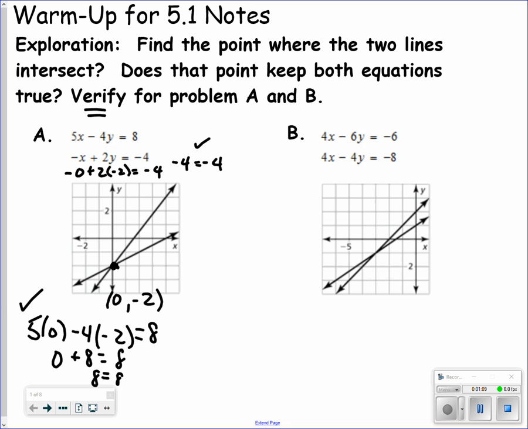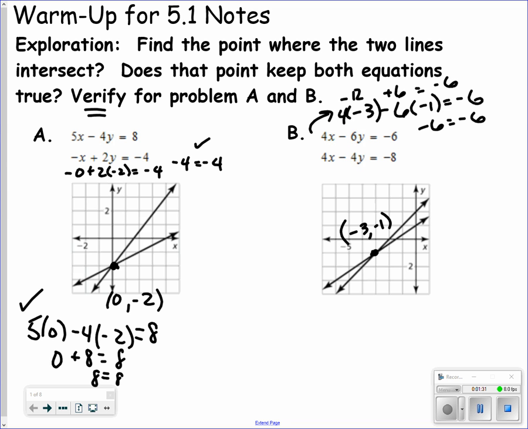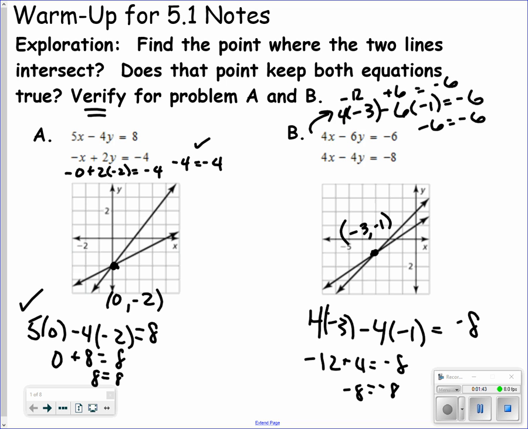So the next one, we have (-3, -1), the point they cross at, and I want to verify that it works. So 4 times -3 minus 6 times -1, does it actually equal -6? So -12 plus 6, and it does. -6 does equal -6. So that's the top equation here. Next one, 4 times -3 minus 4 times -1, does that equal -8? So -12 plus 4, and it does. So that's just to verify.